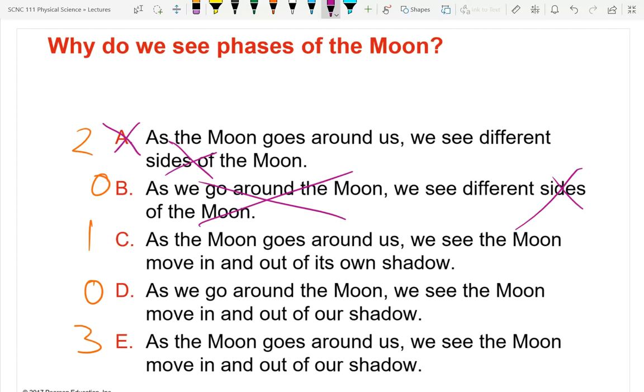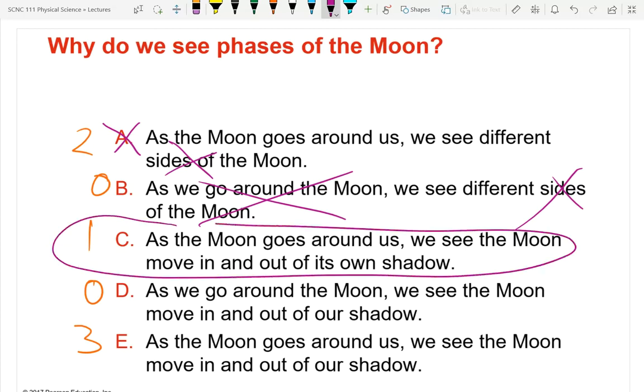Okay, one person said C. Ashton, what do you think about C? Well, no, I think it's wrong. No, because we don't go. Wait. It's the correct answer. I chose this is correct.